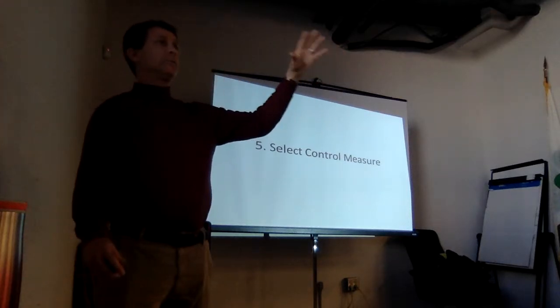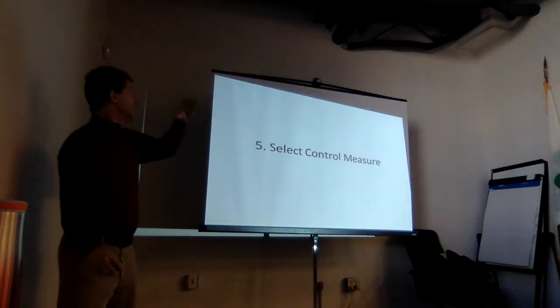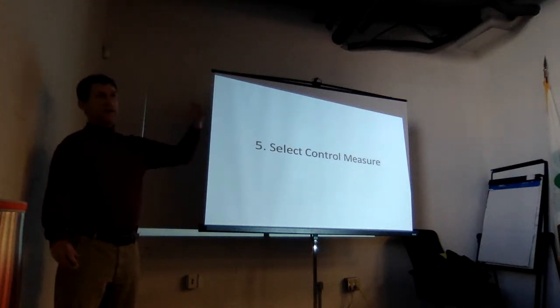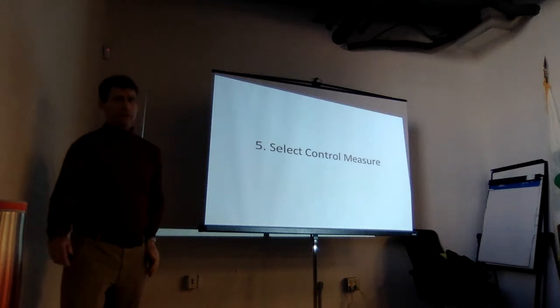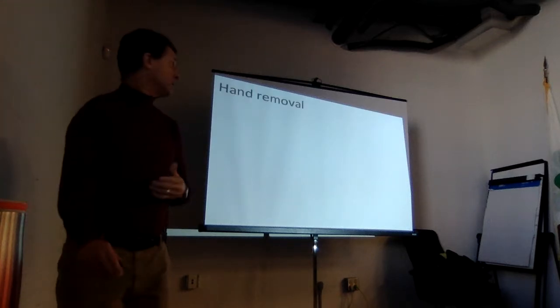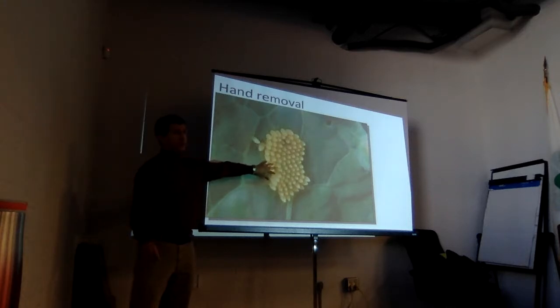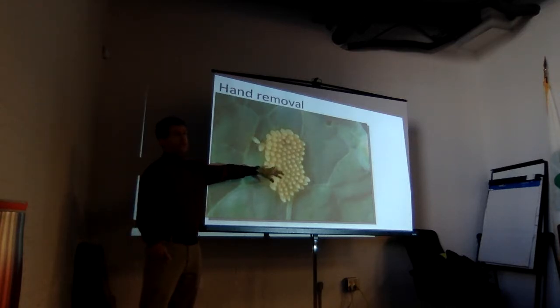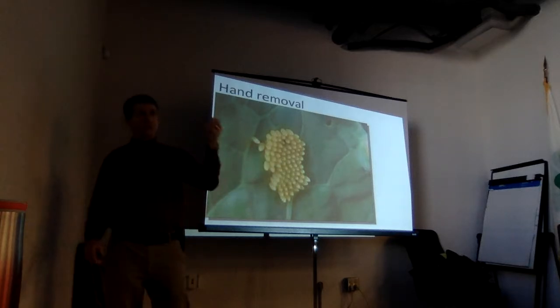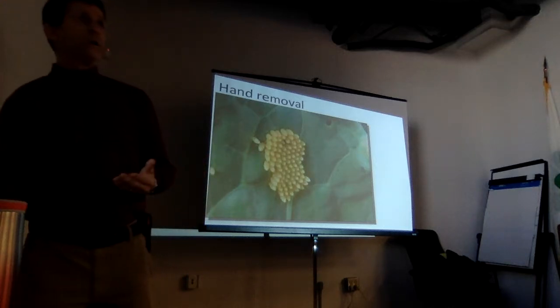You've monitored, catching problems early, and then you've identified and assessed. Now you're ready to select the control measure. And hand removal, great tool. You see insect eggs on the leaf of a cabbage plant or a squash plant. Squish them and you're done with it, right?